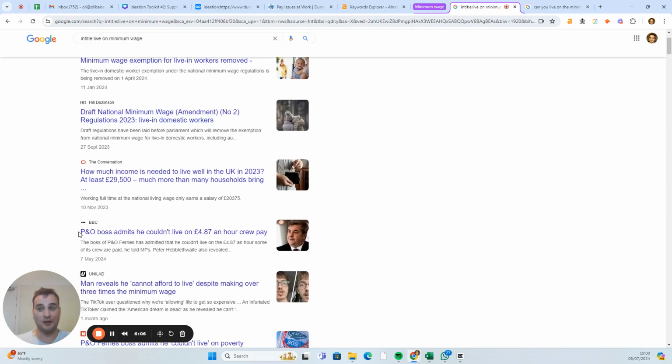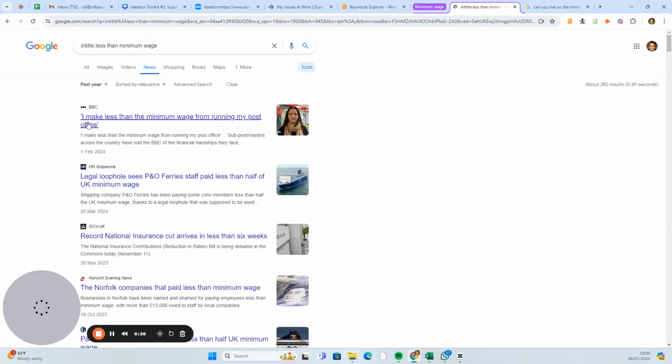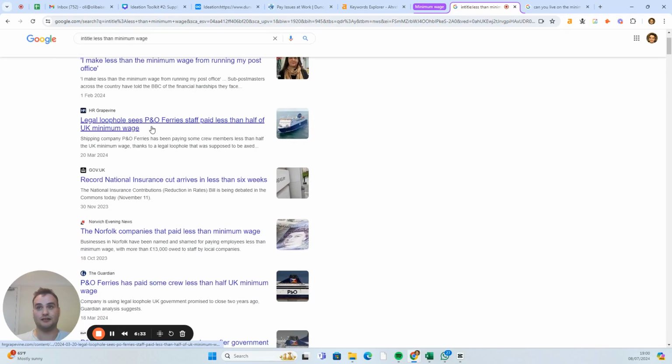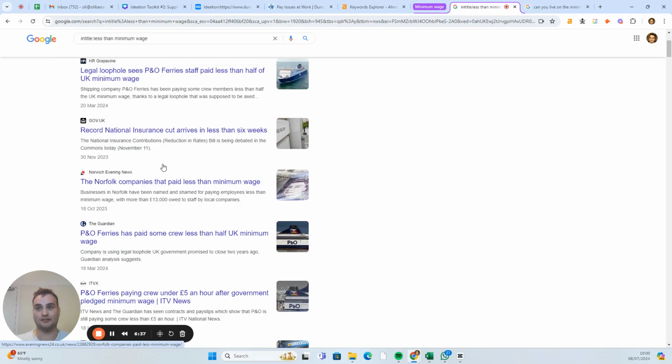So I see here, P&O boss admits he could not live on £4.87. The minimum wage in the UK is higher than £4.87. It's £11.44. So I'm going to go less than minimum wage. Make less than minimum wage for running my post office. To get less than minimum wage. Paid less than minimum wage.